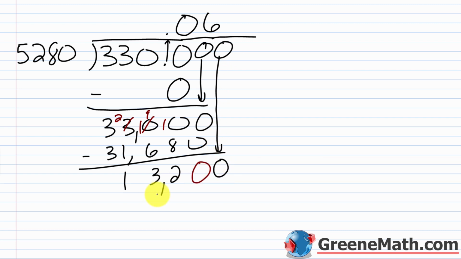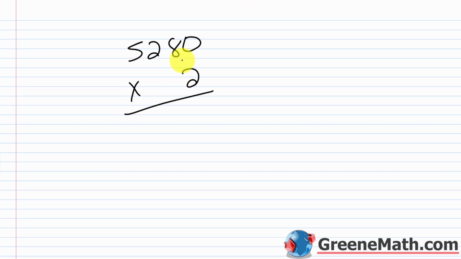So 13,200. So this is only going to go into this twice, right? Twice. 2 times 5,280. 2 times 0 is 0. 2 times 8 is 16. 6 down, carry the 1. 2 times 2 is 4, plus 1 is 5. 2 times 5 is 10. So 10,560.